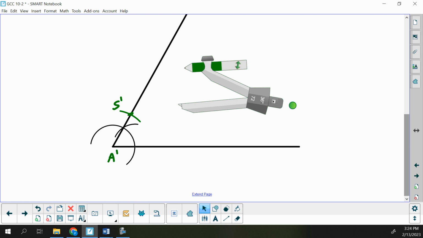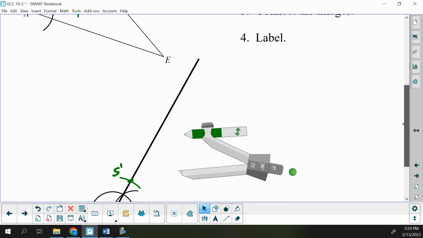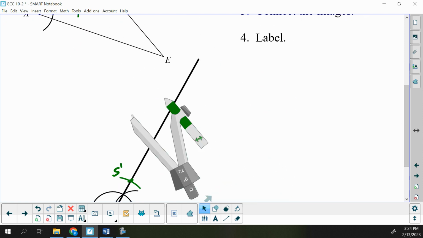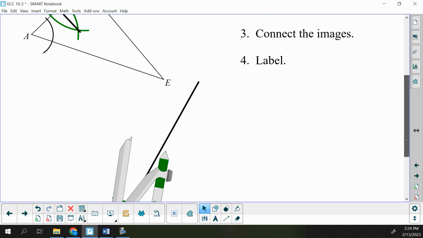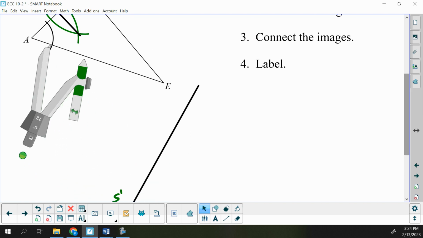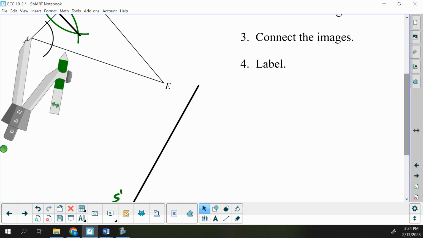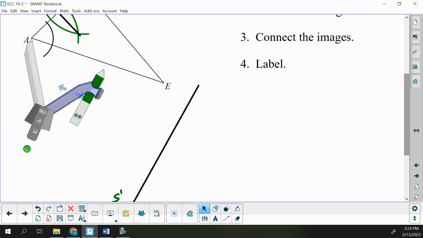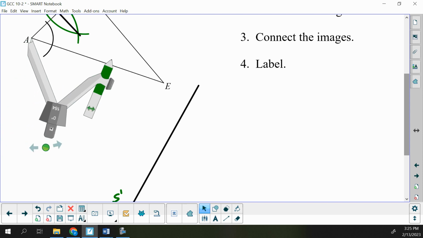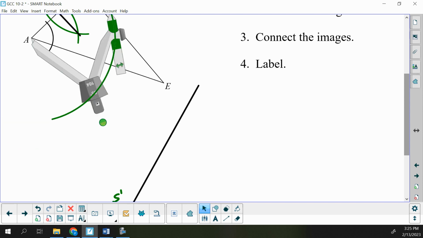So we've just got to do the same thing to find E prime. So we're going to do the perpendicular bisector of AE. So put your point on one endpoint. So I'm going to put my point on A. Make sure you're open more than halfway. And we're going to swoop down and swoop up.